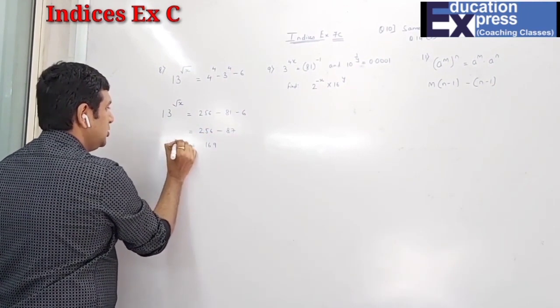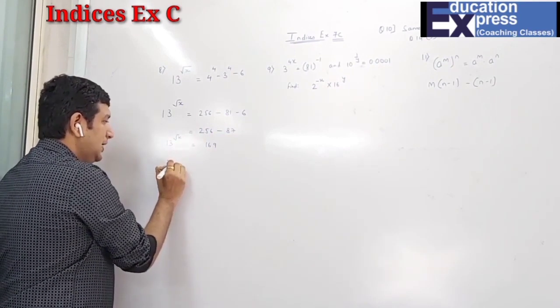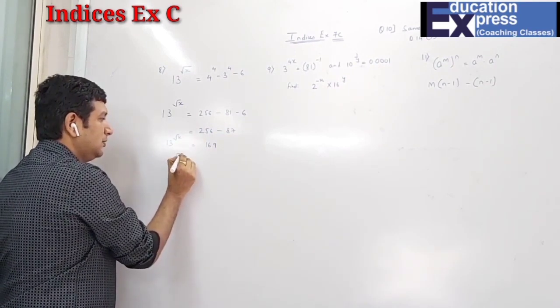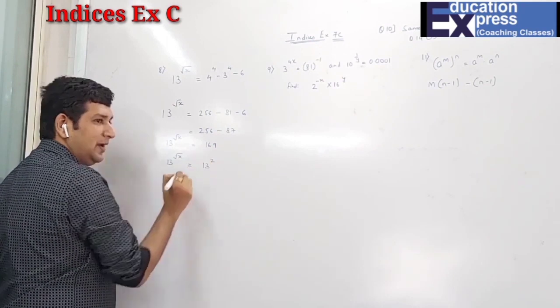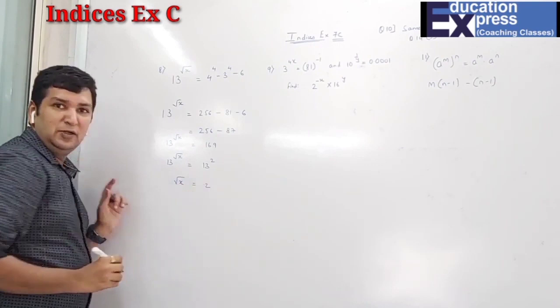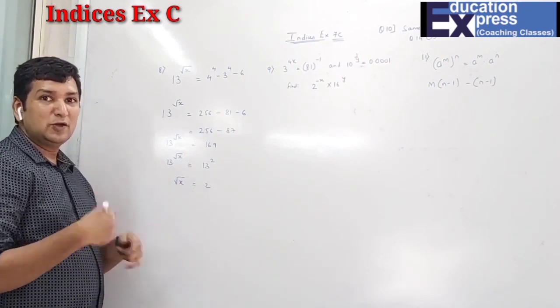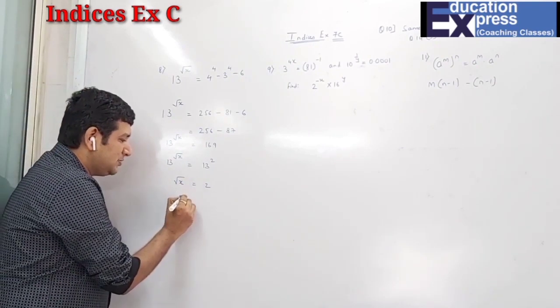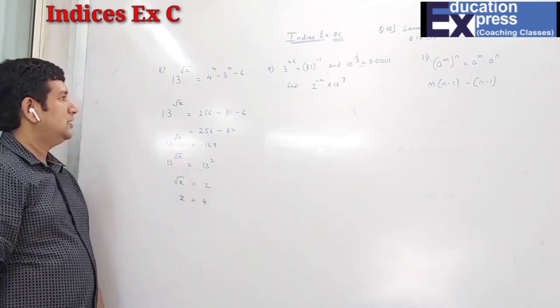Now students, you might have got the hint that 169 is nothing but 13 square. Bases are same. So obviously it's in root. To remove from the root you have to what? Square. So squaring both the sides, your x is 4 is the answer. So it's done.